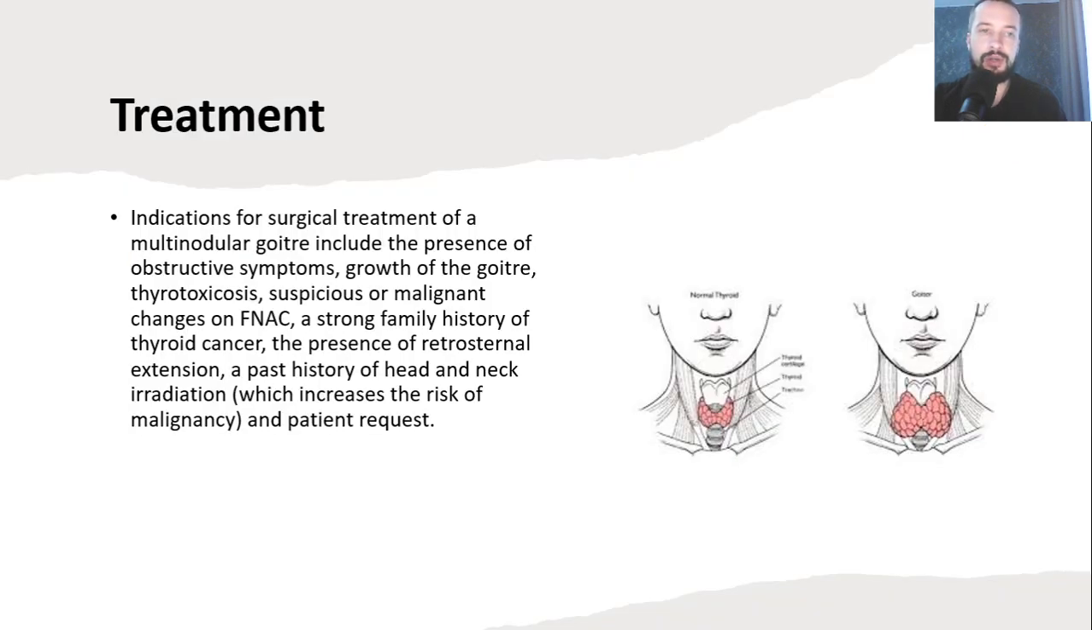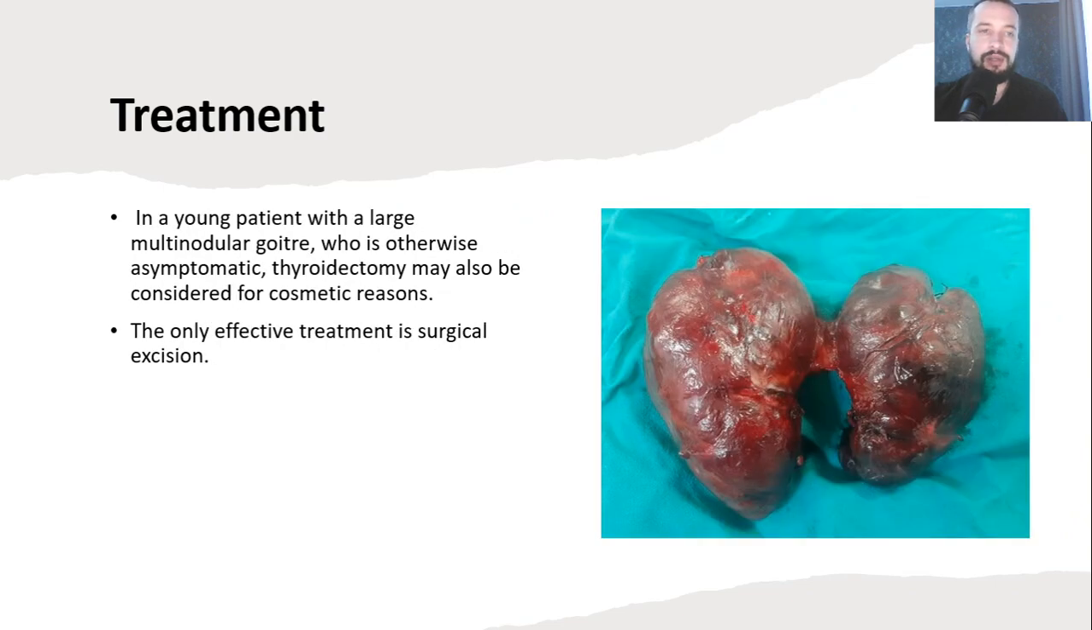Indications for surgical treatment of a multinodular goiter include the presence of obstructive symptoms, growth of the goiter, thyrotoxicosis, suspicious or malignant changes on FNAC, a strong family history of thyroid cancer, the presence of retrosternal extension, a past history of head and neck irradiation, and patient request. In a young patient with a large multinodular goiter who is otherwise asymptomatic, thyroidectomy may also be considered for cosmetic reasons. The only effective treatment is surgical excision.